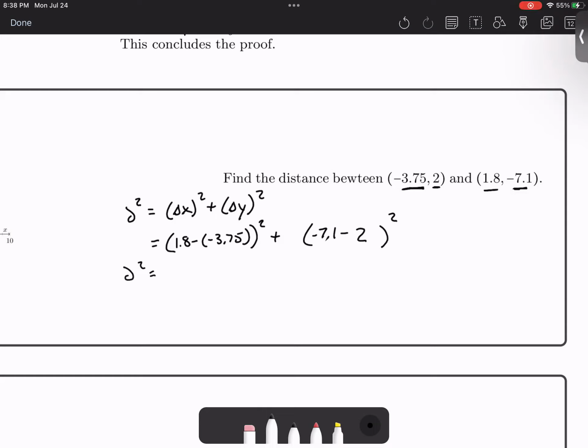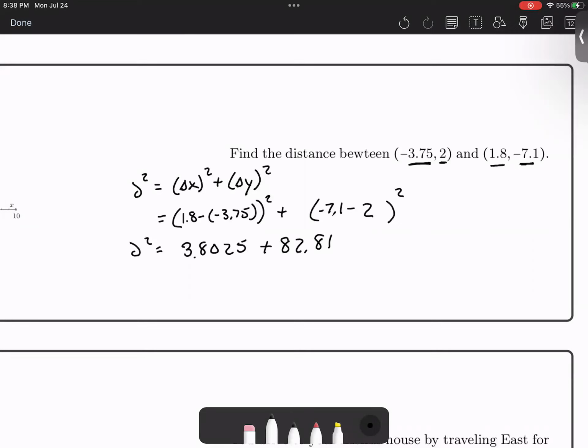3.8. Oh, sorry. If I take that and then I square it, I get 3.8025. And then minus 7.1 minus 2 gives me minus 9.1. And then if I square that, I get 82.81. If I add these two together, and then I take the square root, that's how I get d alone.